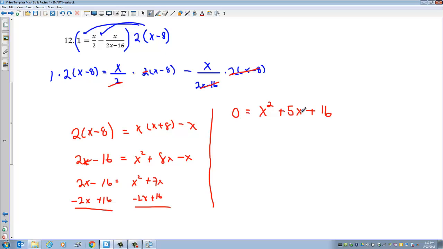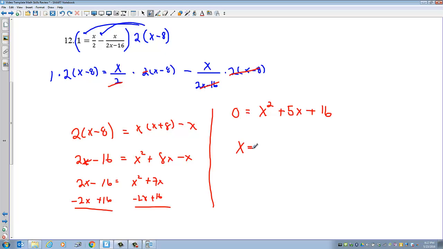And unfortunately, this quadratic equation you can't factor. So if you look at 16, the most common factors of 16 are probably either 8 and 2, which there's no way to add or subtract 8 and 2 and get 5, or 4 and 4. And again, there's no way to add or subtract 4 and 4 and get 5. So what you need to do is use a quadratic formula.